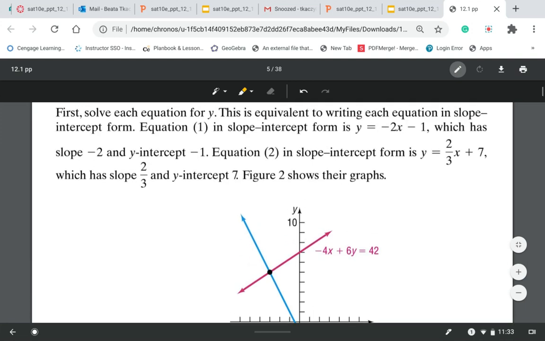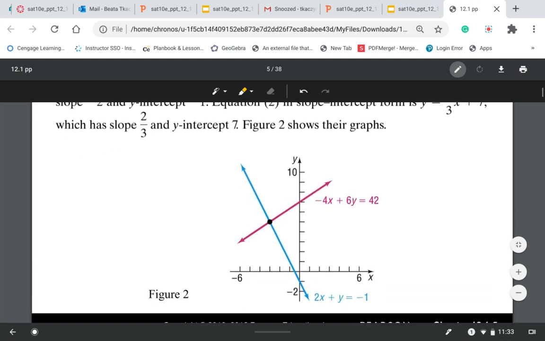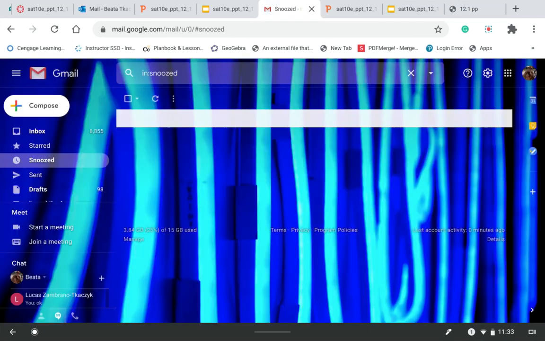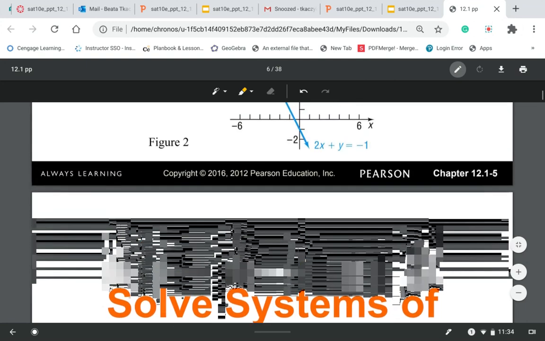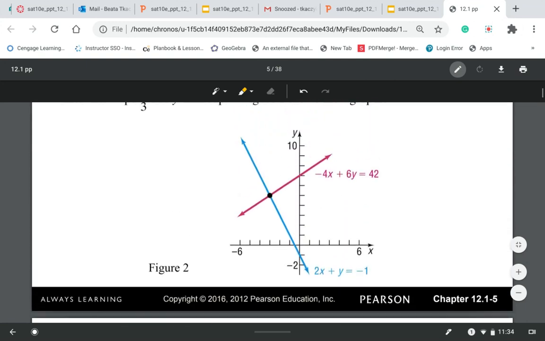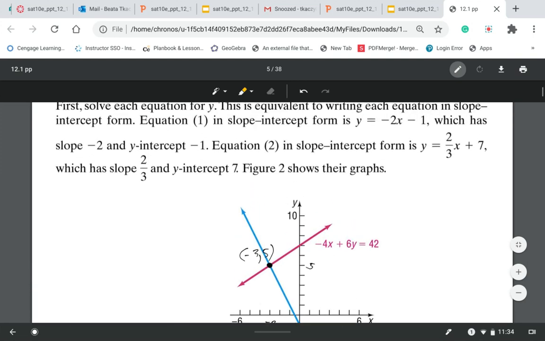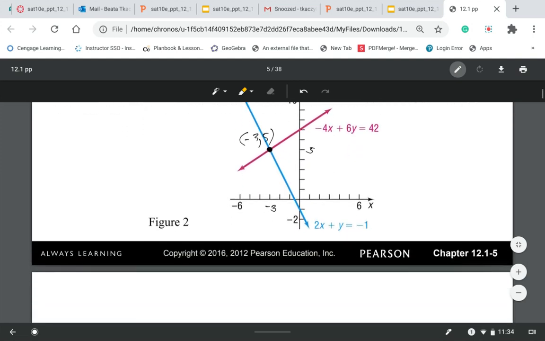So here on the fifth slide of your PowerPoint, you have that problem solved and explained. Like you guys see, here we end up with the point negative 3 comma 5. So that's the solution, the point negative 3 comma 5. So that's the answer to the first problem. We solved a system of linear equations by graphing.